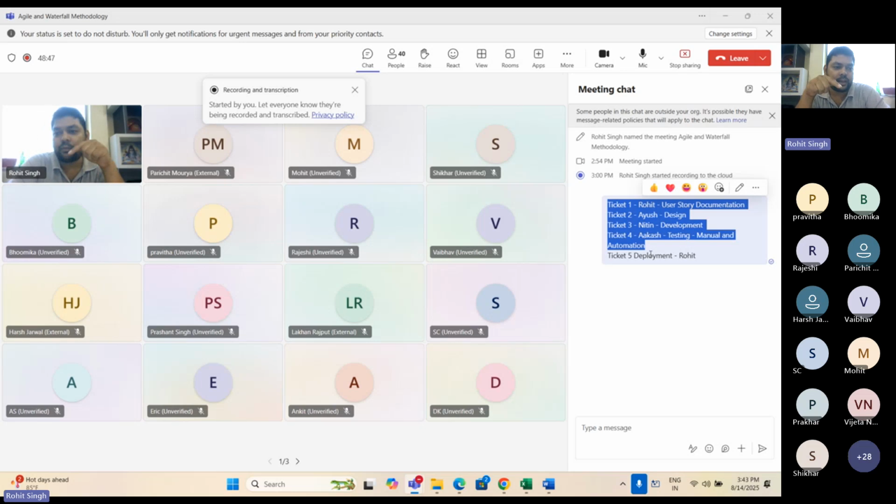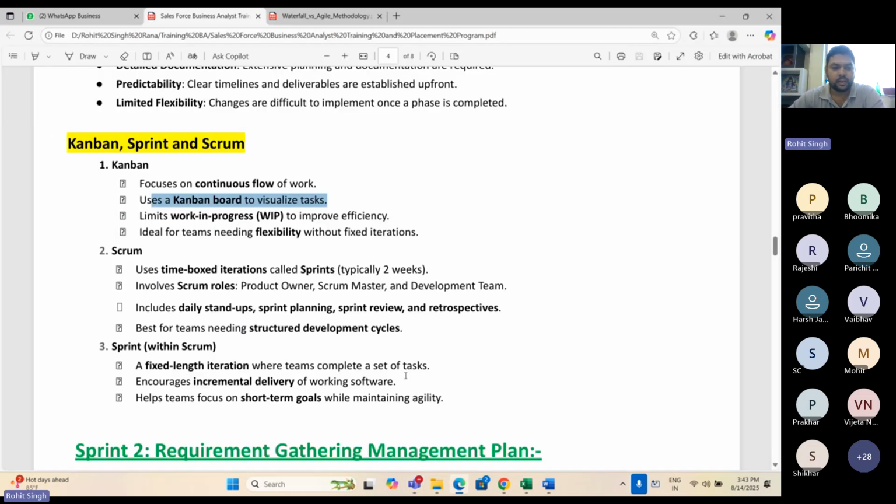So this is why we create Kanban boards, so that we can see each and every task that is related to us, or not only us, that is related to the sprint, to the epic, to the project, to the milestone. This is what Kanban is all about, which means it focuses on continuous flow of work, uses Kanban boards to visualize tasks, limits work in progress to improve efficiency, and is ideal for teams needing flexibility without fixed iterations.